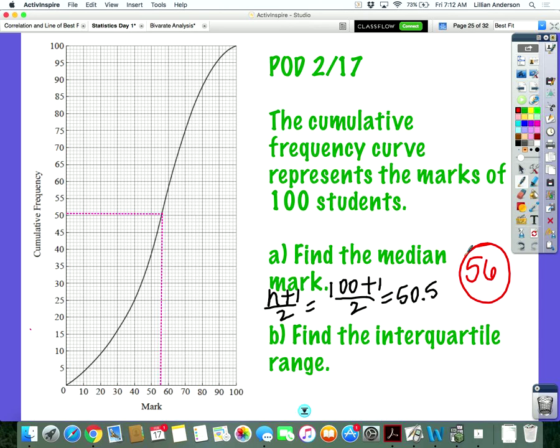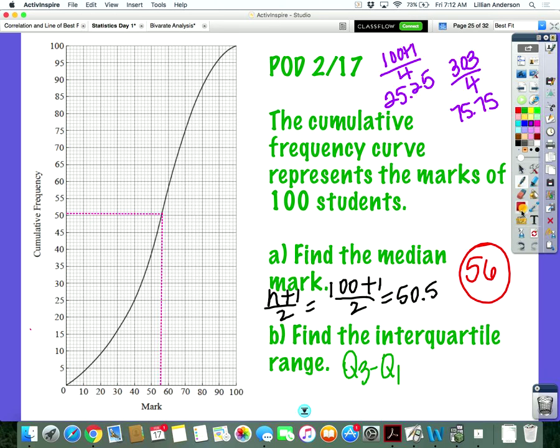Okay. To find my interquartile range, I need Q1 and Q3 because it is indeed the difference between the two. And so that's how I want to use the formulas to go about figuring out what Q1 is, and also to figure out what Q3 is. Okay, so I'm going to go there on my graph.